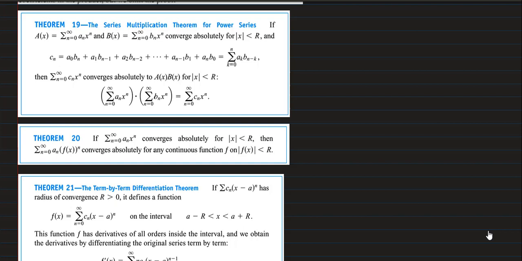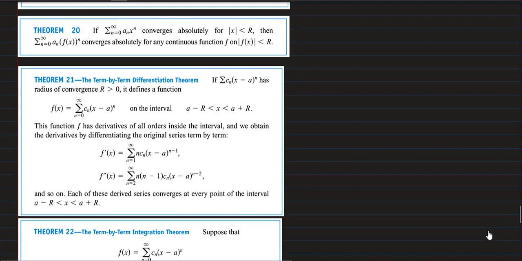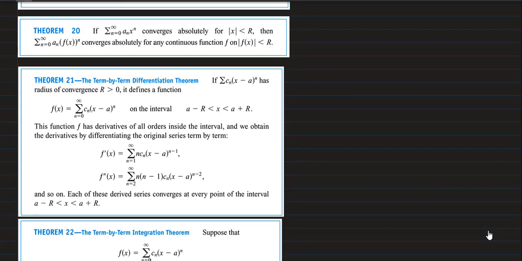I don't think I'm going to ask you to do any of these problems because this is quite cumbersome. Definitely won't ask it on a test, but I don't think I even asked it on the homework. Theorem 20 says that if we have an infinite series that converges absolutely, then any function of that power series will also converge absolutely for any continuous function f that's on absolute value of f of x less than r over that range.